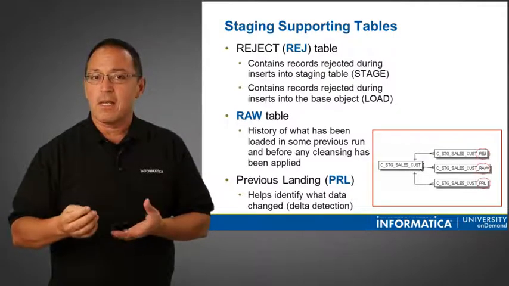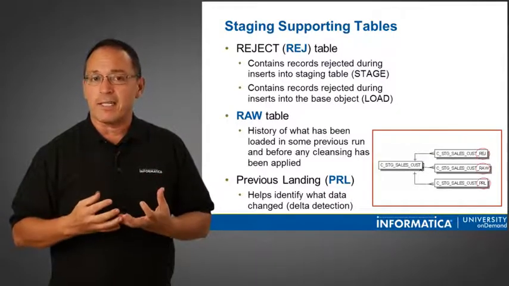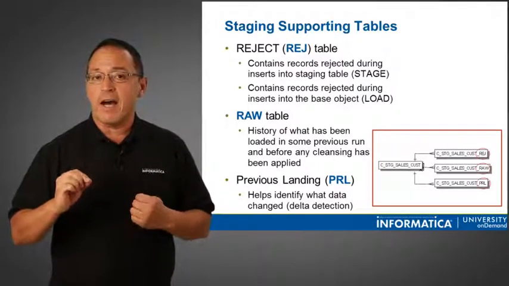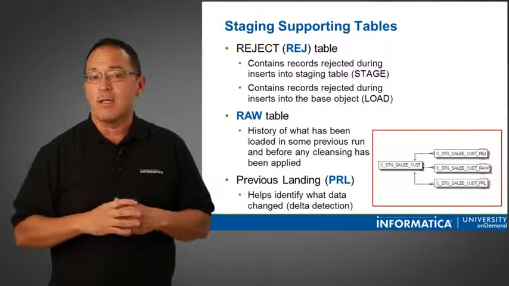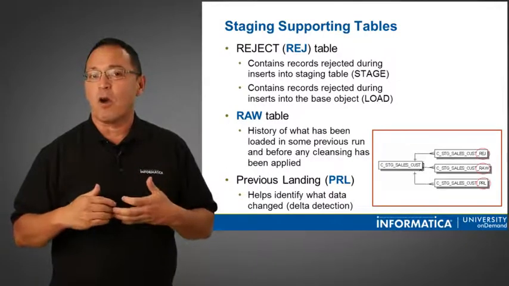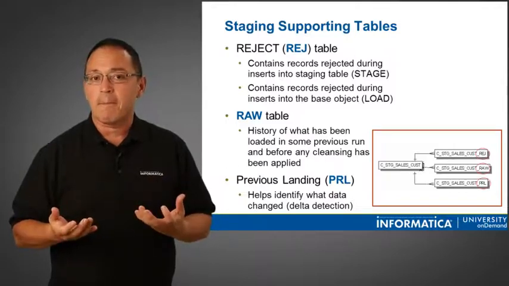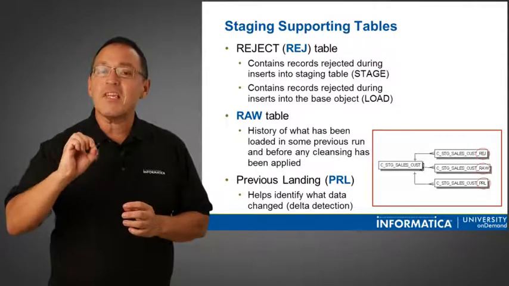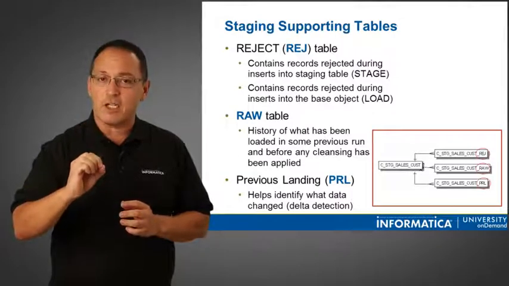In the staging, we configure raw, and we can configure PRL for delta detection, but when we execute this, then records that are rejected will go to the reject table. So if my staging table is called STG customer, I'm going to have one called STG customer REJ for the reject. Now, this table contains records that were rejected during the execution of the staging.